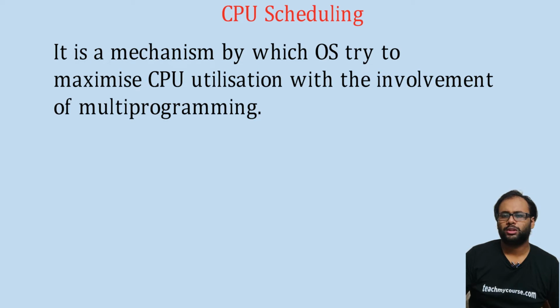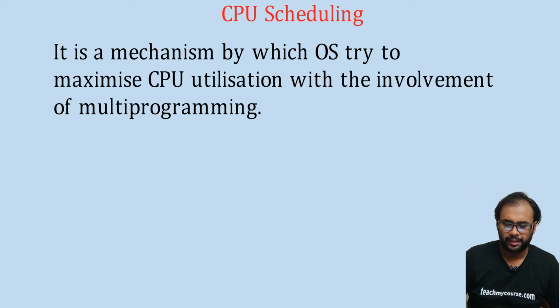The CPU just switches over from one process to another process in such a short time that we don't even realize that it is not executing the processes concurrently. Rather, it is just switching among the processes here and there. We don't realize that. So that is achieved using CPU scheduling.